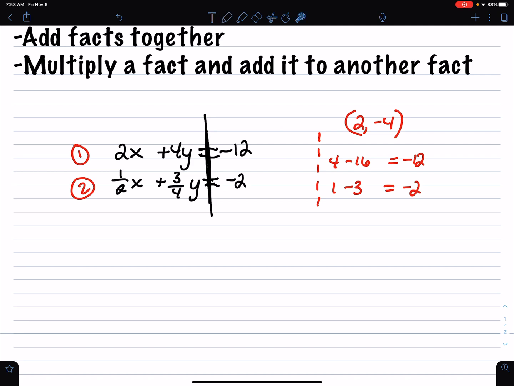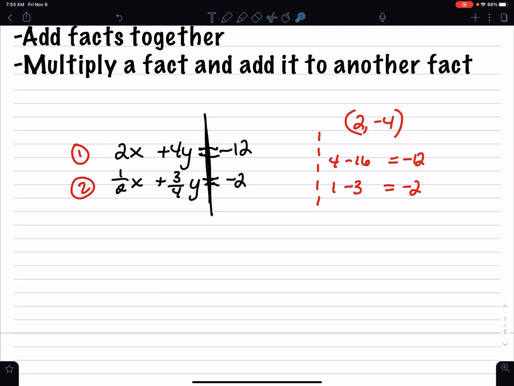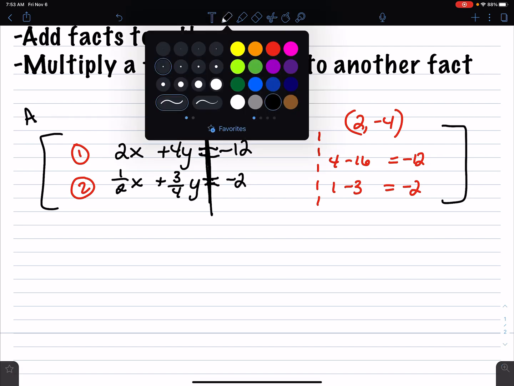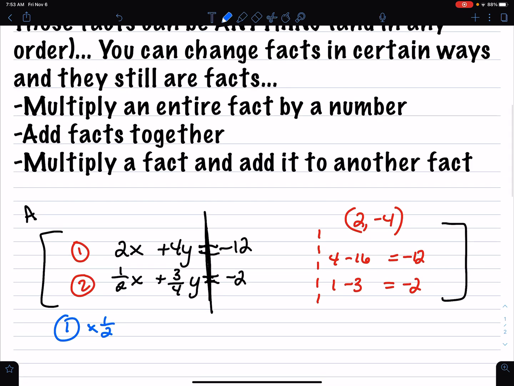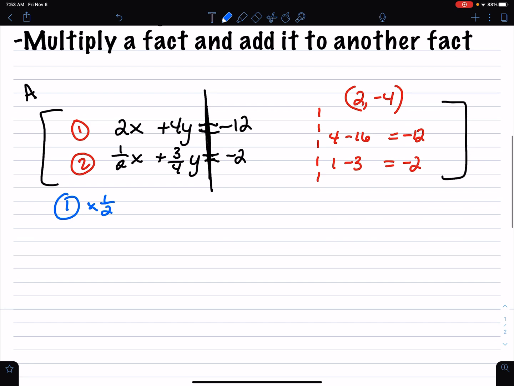For instance, when I look at this first equation, everything is an even number, so I could reduce all of them by a factor of 1/2. Rather than using these two facts, which I'll label as A, because I have a number 1, I want to create a new fact. I want to take equation number 1 and multiply it by 1/2. I'm going to do that all the way across, because if I multiply a fact by a number, it should still remain a fact. So on the left side, we'd have x. I'm actually going to copy and paste a little bit just to save some time.